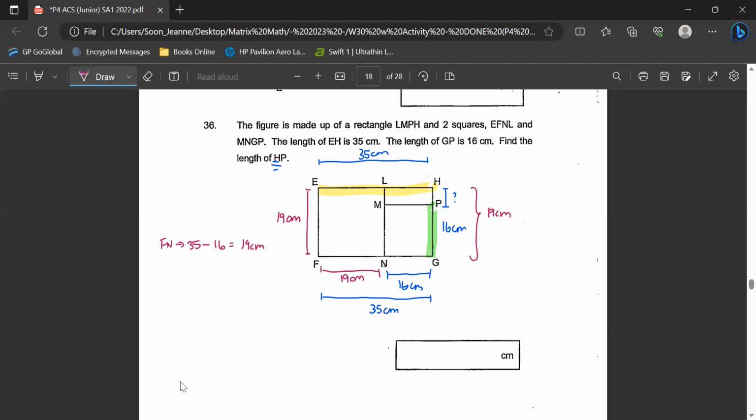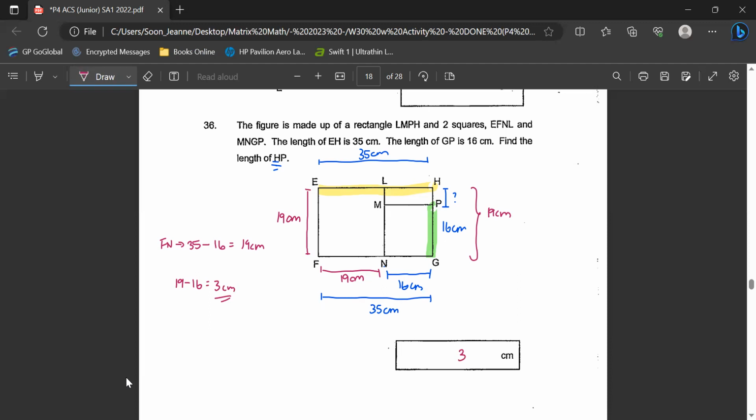So in this case, I can find out what is HP already, given that GH is 19 and GP is 16. So 19 minus 16, 3 cm. So your answer is 3 cm.